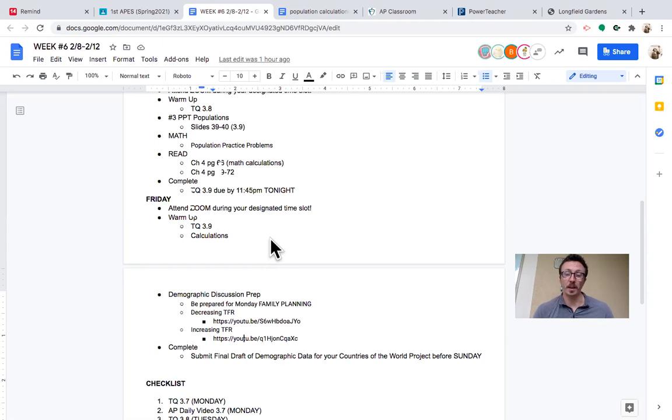What if you represent Japan? Well, Japan's got a completely different situation, right? In Japan, the TFR is below replacement level fertility and their population is shrinking, right? And so if you represent Japan, what could you do to increase that total fertility rate? Because having a really high TFR and having a really low TFR can both be problematic.